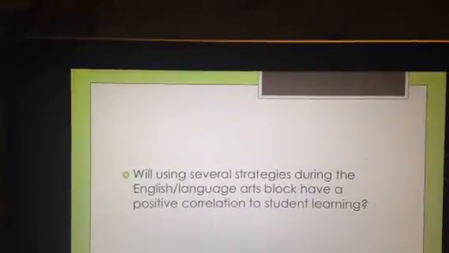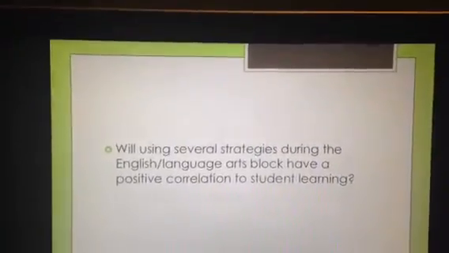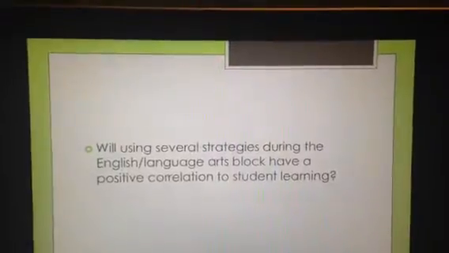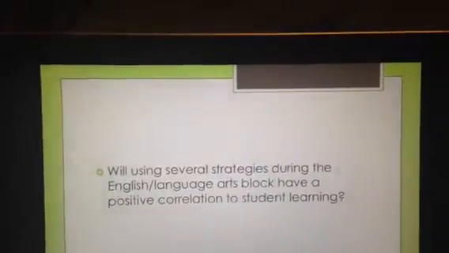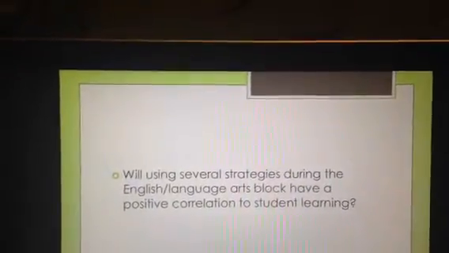The researcher will be observing the classes from August until May. By using this data, the researcher will be able to form a solid conclusion on how strategies affect students in the ELA classroom.